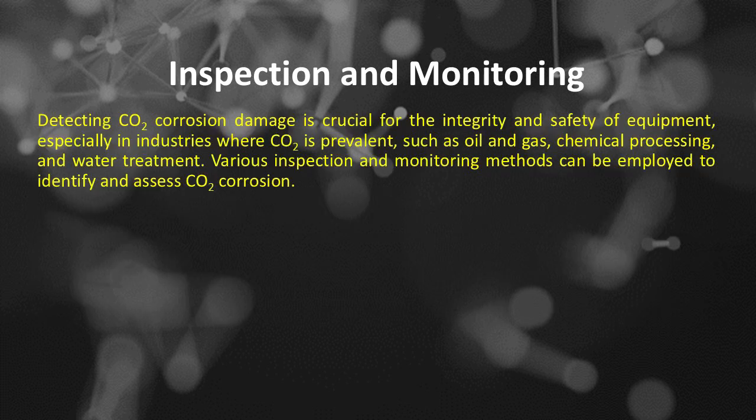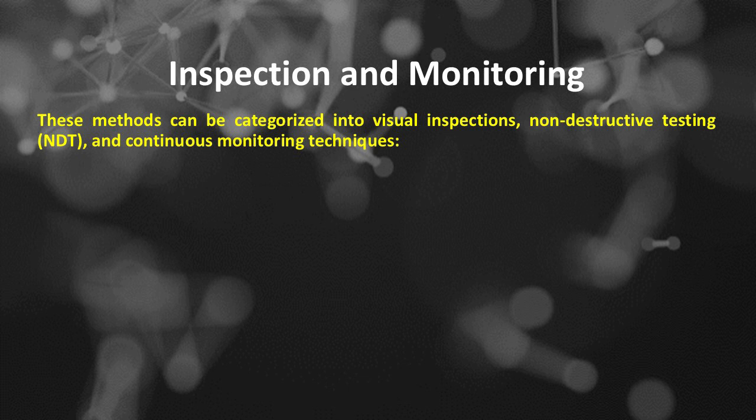Detecting CO2 corrosion damage is crucial for the integrity and safety of equipment, especially in industries where CO2 is prevalent, such as oil and gas, chemical processing, and water treatment. Various inspection and monitoring methods can be employed to identify and assess CO2 corrosion. These methods can be categorized into visual inspections, non-destructive testing, or NDT, and continuous monitoring techniques.